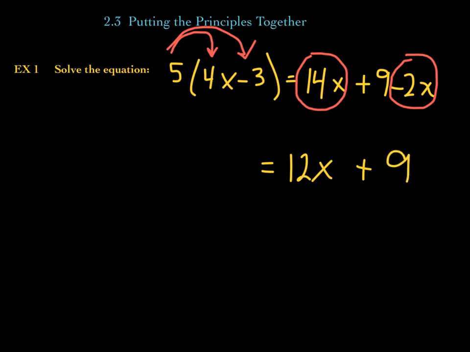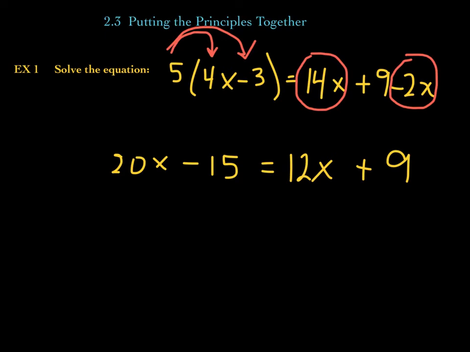On the left-hand side, 5 times 4x is 20x, and then 5 times -3 is -15. So you're going to have 20x minus 15. Okay, there are no like terms on the left. These are not like terms because this is a variable term and this is a constant. Same thing happening on the right. Variable term and a constant. So there's no more combining like terms.